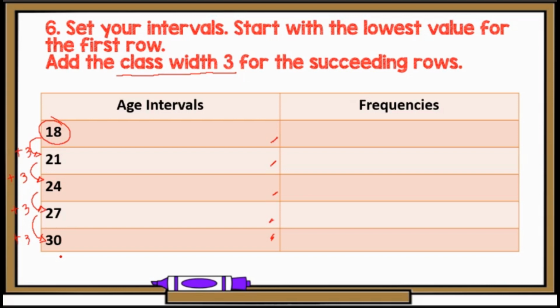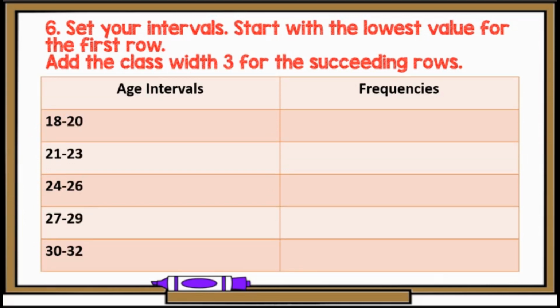Now, since we already have the lower class limits, doon naman tayo sa kabila. For the upper class limits, minus 1 lang tayo dito sa lower class limit, no, una, to get the value for the first upper class limit. So, 18 to 20, ang target natin since ang age ay whole numbers, dapat masasakop natin lahat ng whole numbers from 18 to 20.